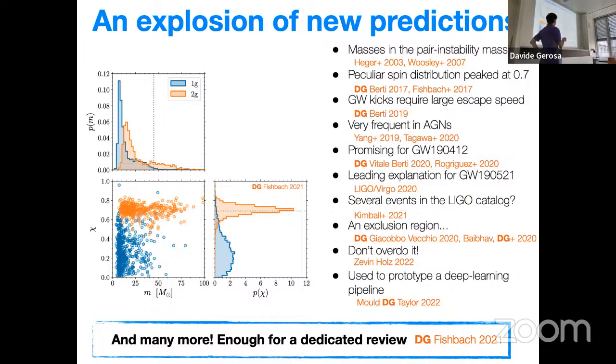And then deeper explorations looked into whether there are actually several of these events in the catalogs. Again, you cannot overdo it, for a similar reason to what was said before. And then we used it as a prototype for a deep learning pipeline, which I'll be talking about now. Yes?